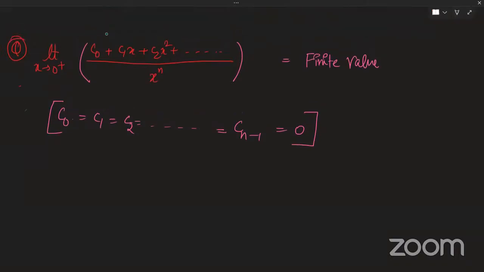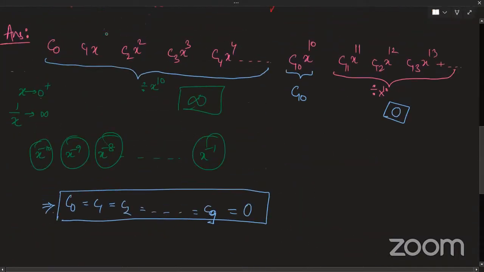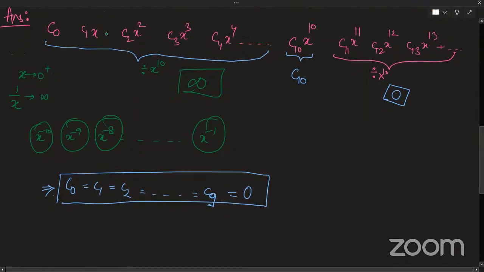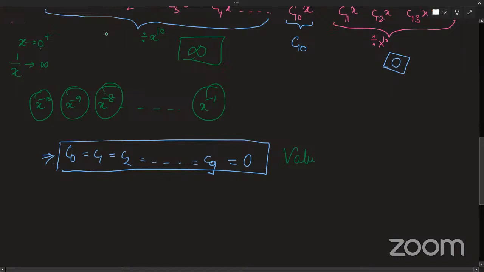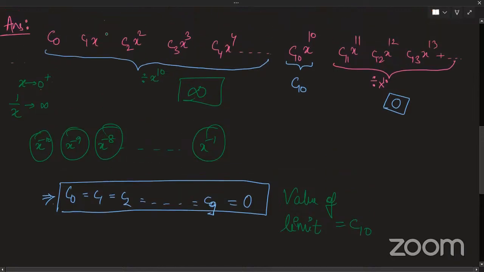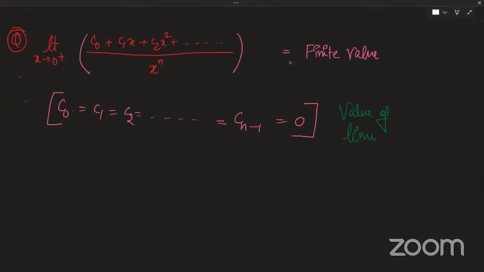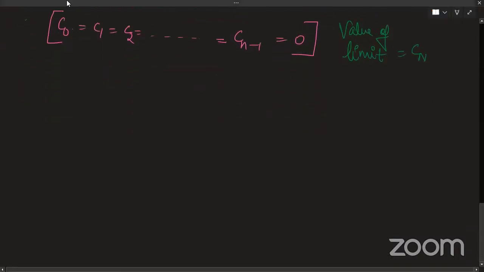Okay, great. And what will be the value of this limit? In this case, if I make C0, C1, C2 till C9 all equal to 0, my value of limit will be C10, because C10 was the only one that was left. So it will be C10. What about this case? What will it be? Cn, correct.